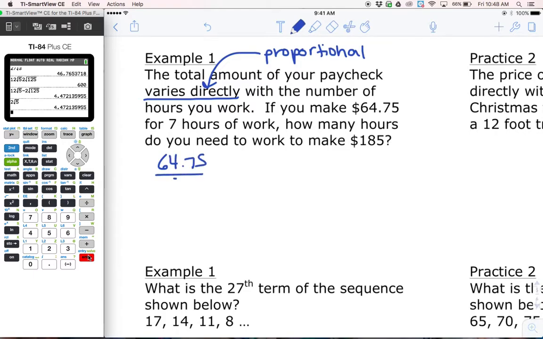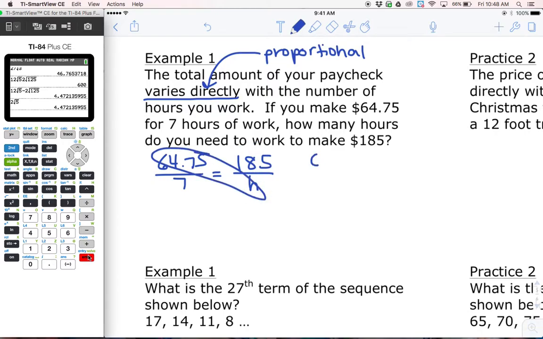$64.75 in 7 hours is going to be proportional to how much I make, how many hours I work if I make $185. So I'm just going to say hours. All right, so remember, stay consistent. I had money on the bottom, hours on the top, money on the bottom, hours on the top. All right, and now I'm just going to cross multiply and solve.